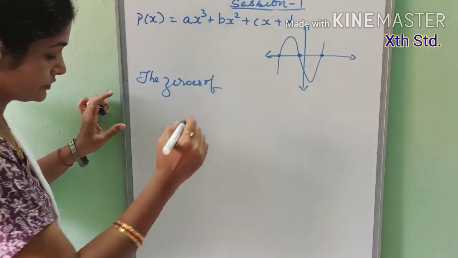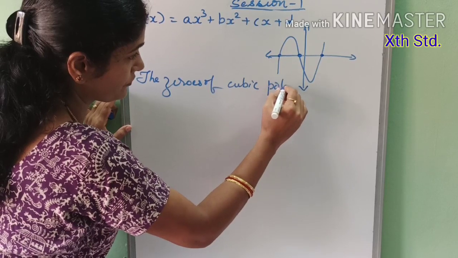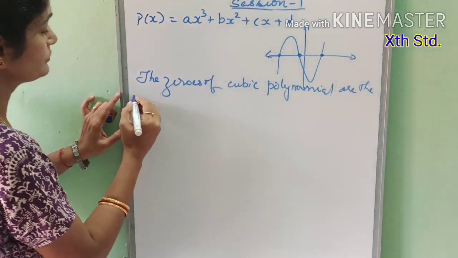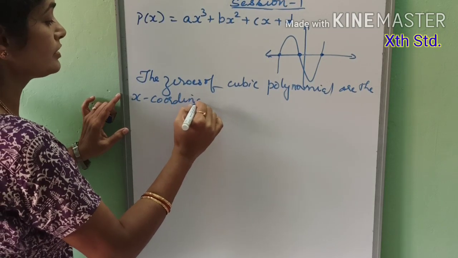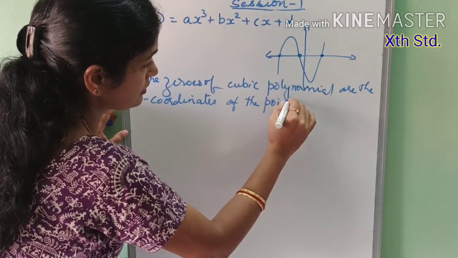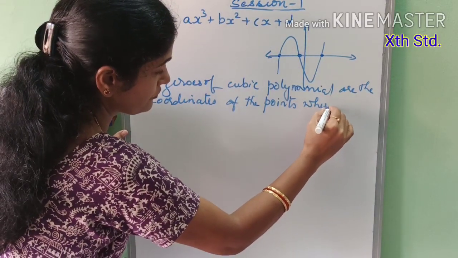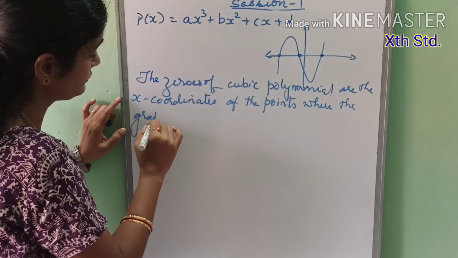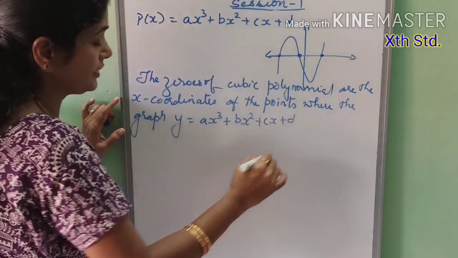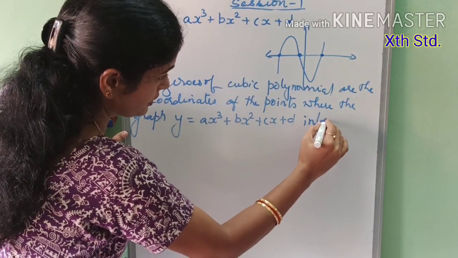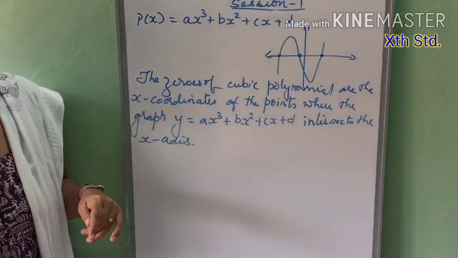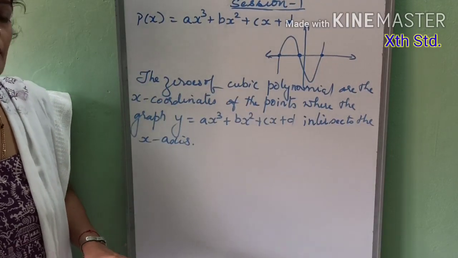The zeros of a cubic polynomial are the x coordinates of the points where the graph y equal to ax cube plus bx square plus cx plus d intersects the x-axis. Okay, this is the geometrical meaning of the zeros of a cubic polynomial.